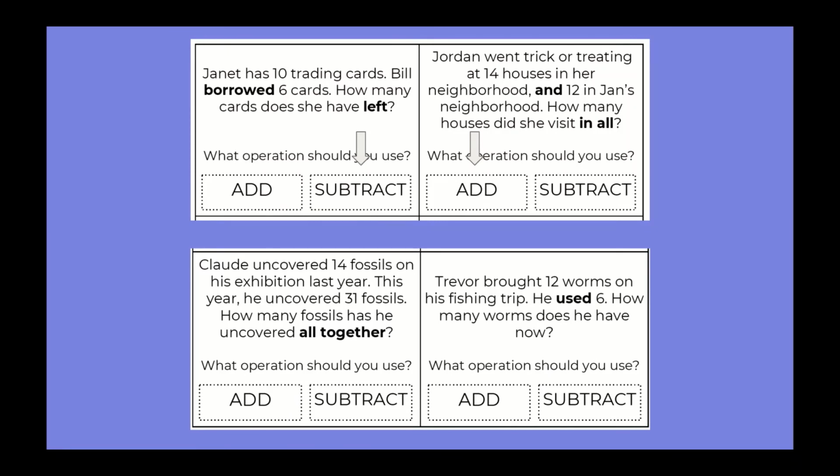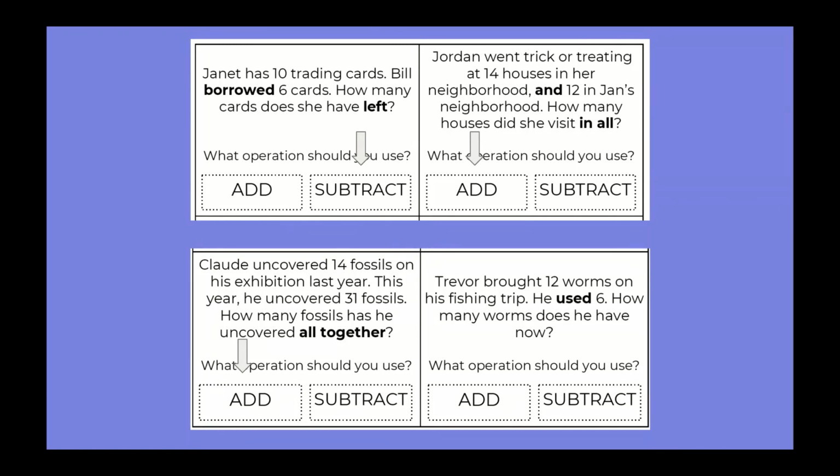Claudine uncovered 14 fossils on his exhibition last year. This year he uncovered 31 fossils. How many fossils has he uncovered altogether? You guys should know, based on a previous example, that altogether tells me I need to add. I'm going to plus or combine these two values together. If I add 14 plus 31, my answer is 45. So how many fossils did he uncover altogether? 45 fossils.